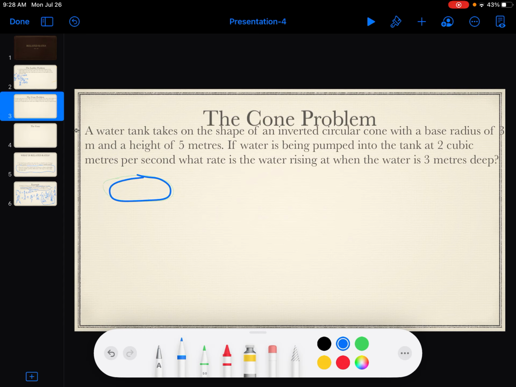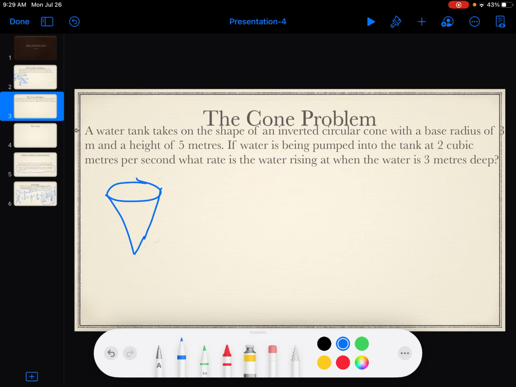So we got an inverted cone. Actually, I'm gonna back up a second. Usually you say a cone takes on this shape, and an inverted cone would be this, but flipped upside down. So there we go. An inverted cone. I'll draw that better. Drawing skills are not at the peak today. Okay, there we go. So we have an inverted cone. This is our water tank.